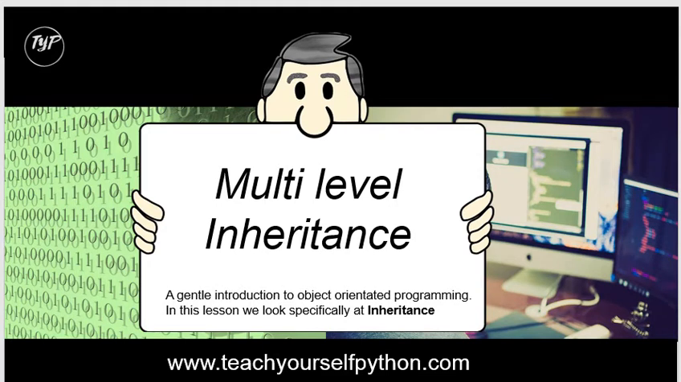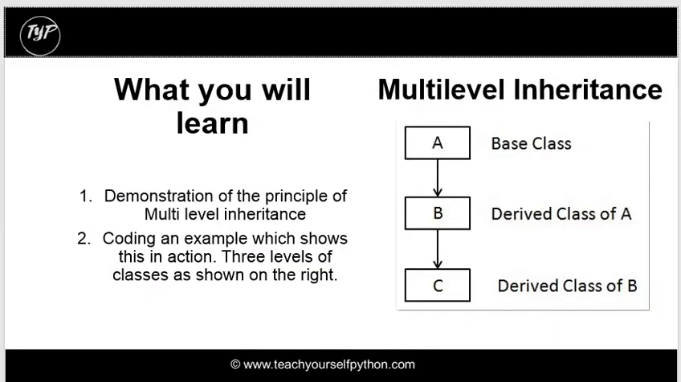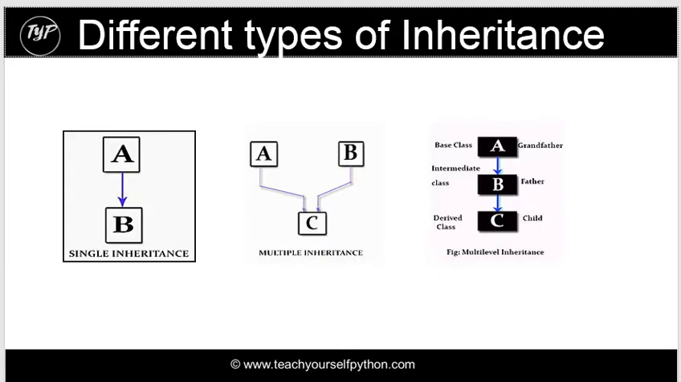Welcome to this video on object-oriented programming in Python, specifically looking at multi-level inheritance. What we're going to be learning is demonstrating the principle of multi-level inheritance, having come from the perspective that we've looked at the different types of inheritance in the previous videos, including single and multiple. It's very easy to get confused between multiple inheritance and multi-level inheritance. But if you look at these diagrams, it makes the difference quite obvious.